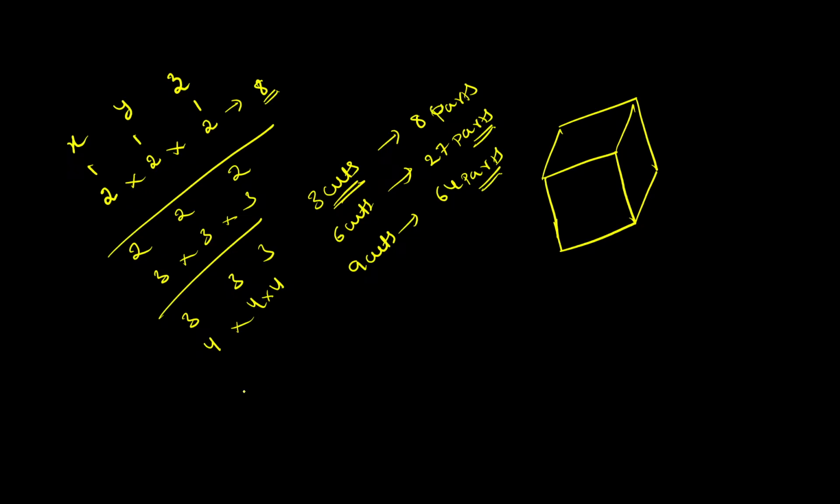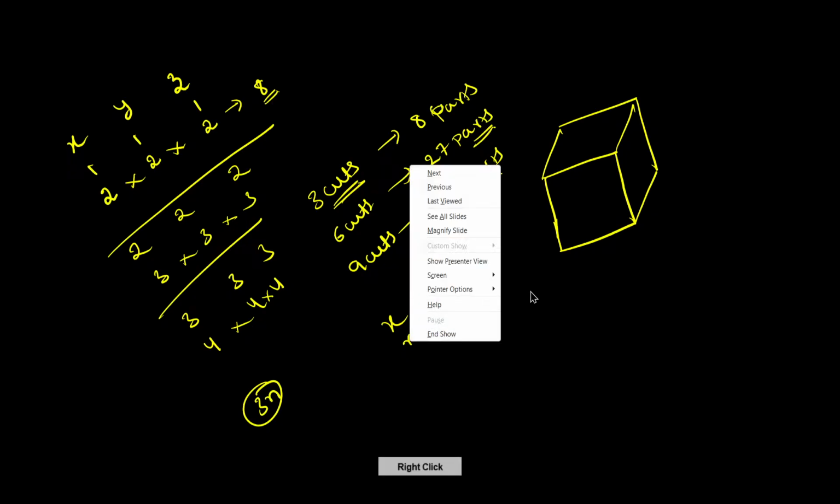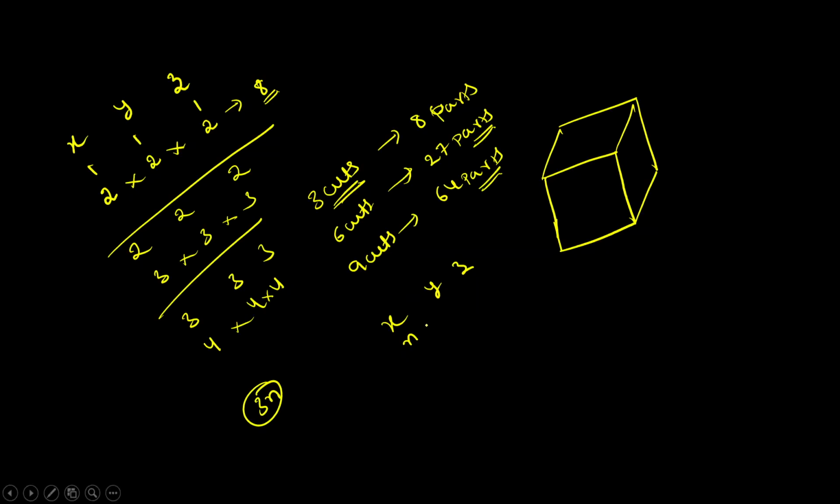Let us try to generalize this now. If you make 3n cuts on a cube, 3n will be distributed this way: n, n and n. So it's n plus 1, n plus 1 and again n plus 1. So your answer will be the product of these three numbers, that's n plus 1 whole cube. So this can be generalized this way. And this works when you are given a number which can be expressed in the form of 3n.